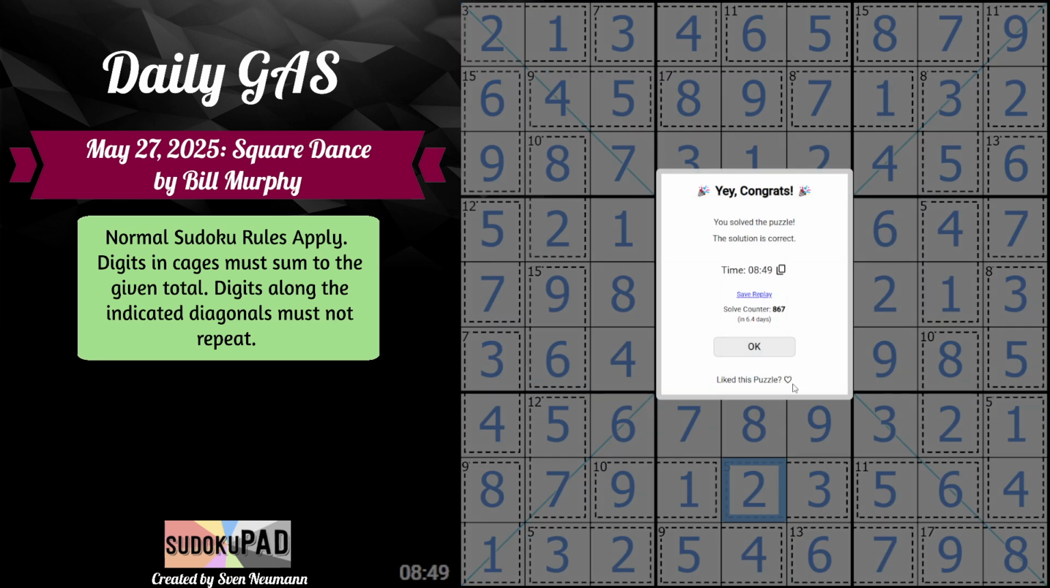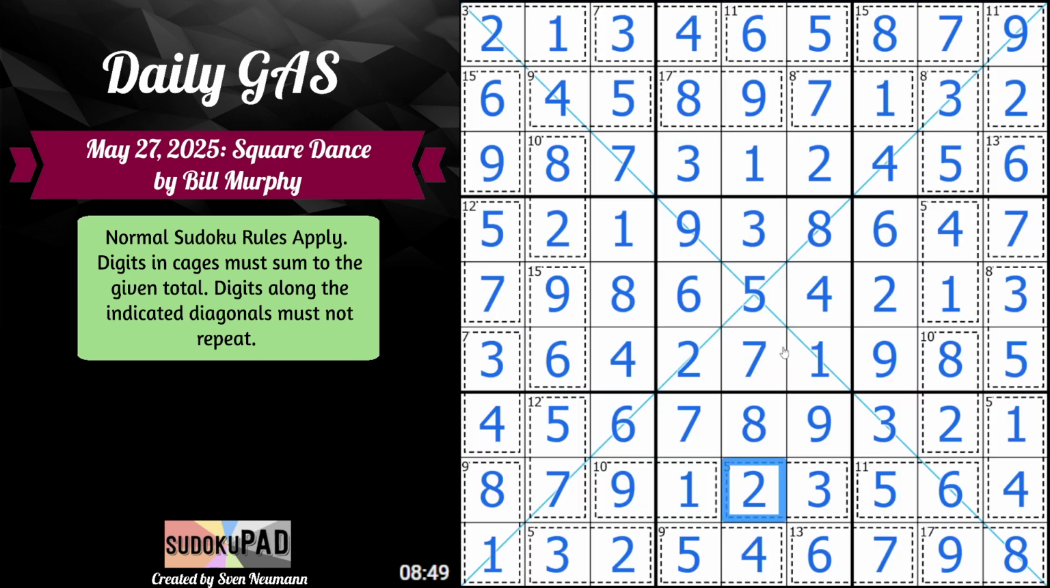And we are done in 8 minutes and 49 seconds with Square Dance by Bill Murphy.